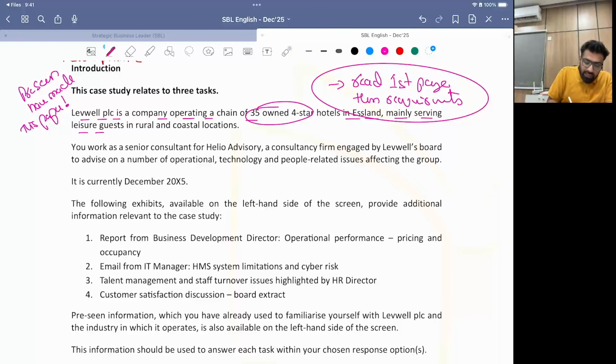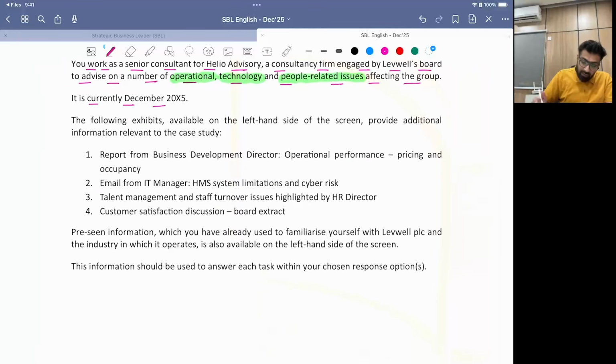Mainly serving leisure guests in rural and coastal locations. Your work as a senior consultant for Helio Advisory, a consultancy firm engaged by Levwell PLC's board to advise on a number of operational and technology people related issues. So we are going to get some questions on operations, some questions on technology, and some questions on people related issues affecting the group. And it's currently December 2025.